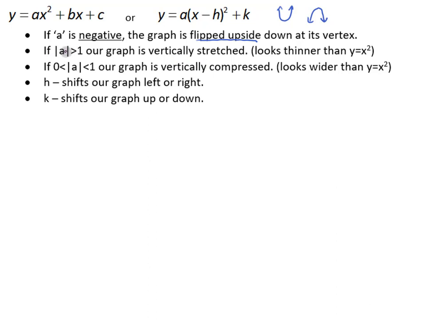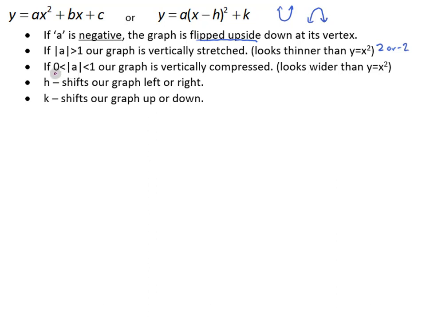If the absolute value of a is greater than 1, meaning if we have any values like 2 or -2, 3 or -3, so regardless of its sign, whether it's positive or negative, if the digit is bigger than 1, our graph will be vertically stretched. If my normal graph looked something like this, and my a value was 2, it would look a little thinner. It would look like it's been stretched vertically. So imagine pulling something that would stretch in the vertical direction.